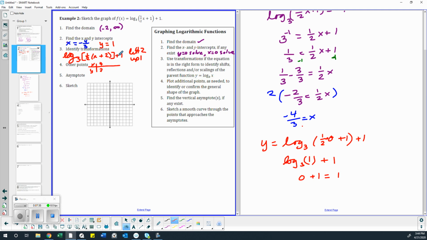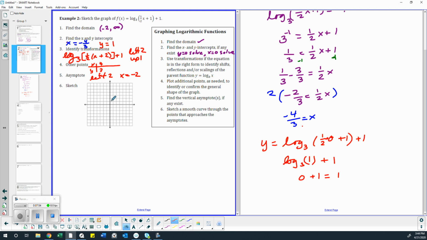Because this is moving left 2 and our asymptote is normally at 0, that means our asymptote is going to be at x equals -2. And that's because of that 2 right there. Okay, let's go ahead and throw this all in and sketch it.